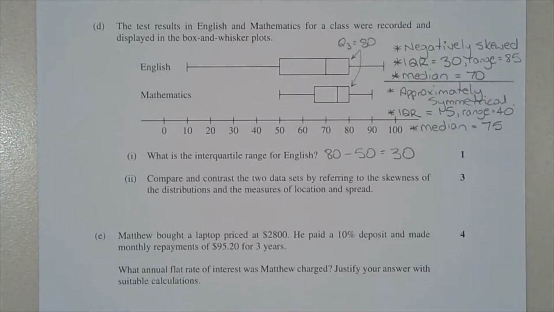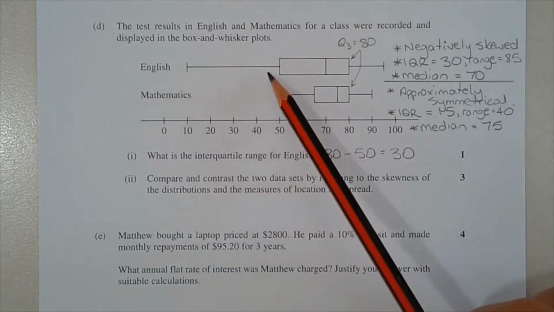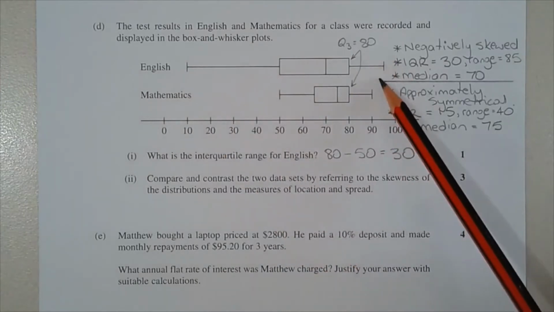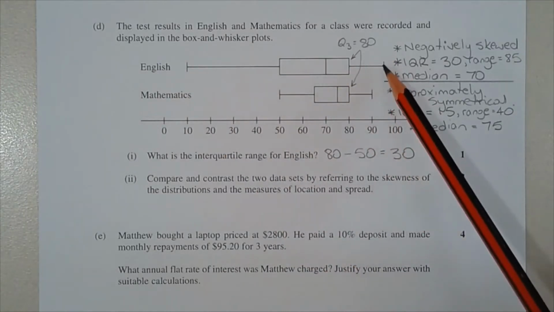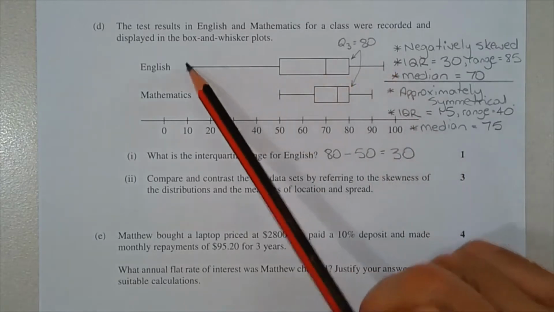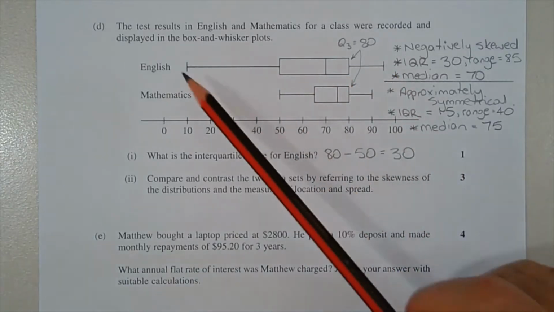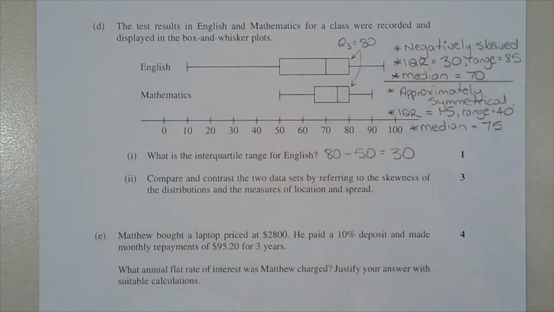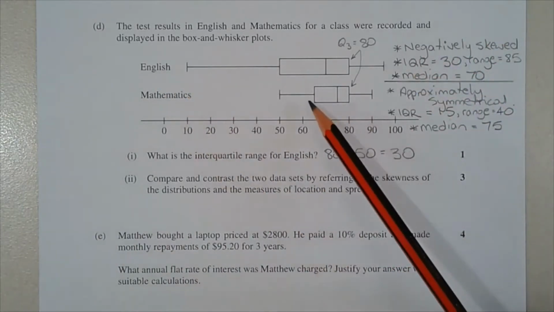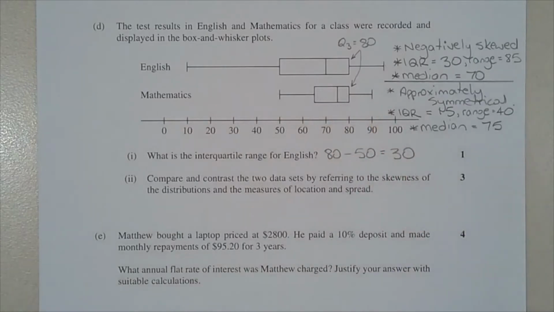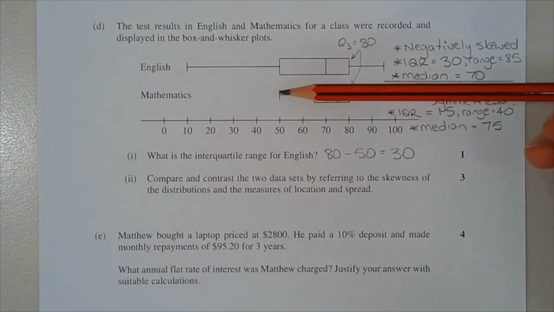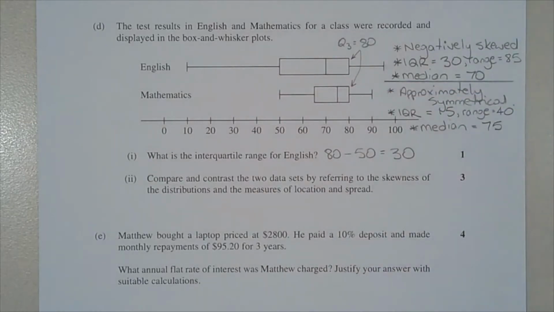Part 2. Compare and contrast the 2 data sets by referring to the skewness of the distributions and the measures of location and spread. Let's consider skewness. For English, the lower tail is much longer than the upper tail, and the median is much closer to the maximum score than it is to the minimum score. So we can conclude that the scores for English are negatively skewed, whereas with mathematics, the length of the 2 tails is approximately equal, and the median is roughly halfway between the minimum score and the maximum score. So we can conclude that English is negatively skewed in comparison with mathematics, which is approximately symmetrical.